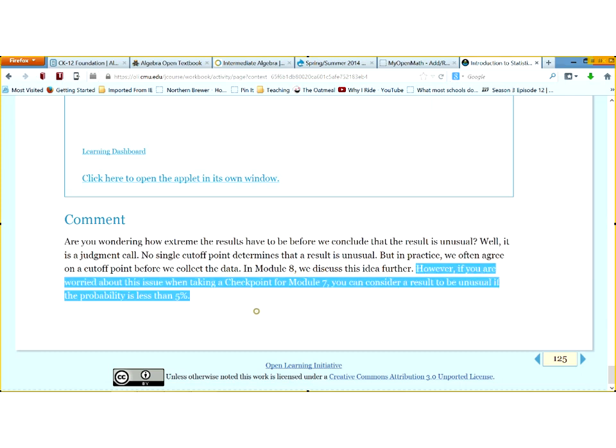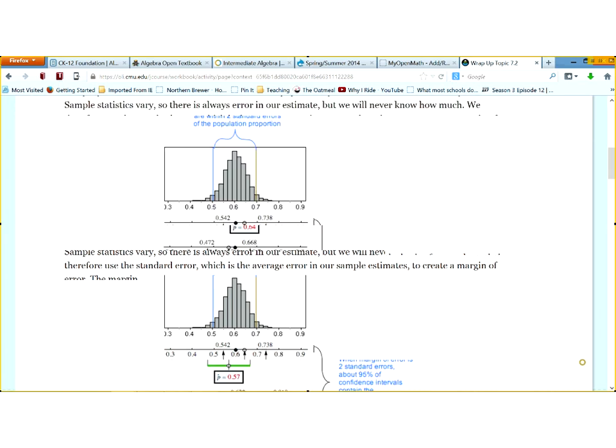It says if you're worried about how unusual is unusual enough, we usually say if the probability is less than 5%, that's unusual. So in this case, it was 3.9%. Right, and then we have our wrap up and our checkpoint.